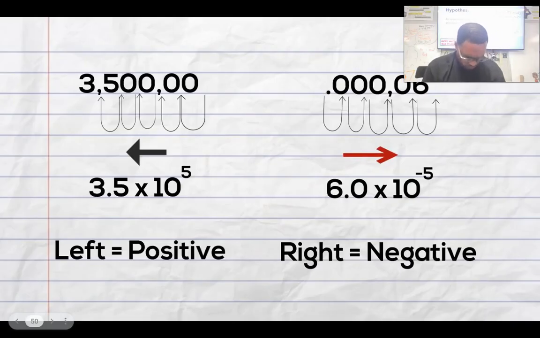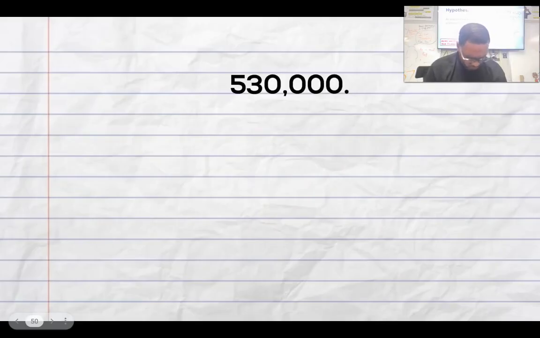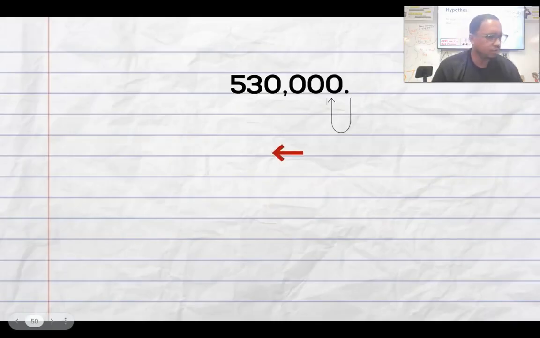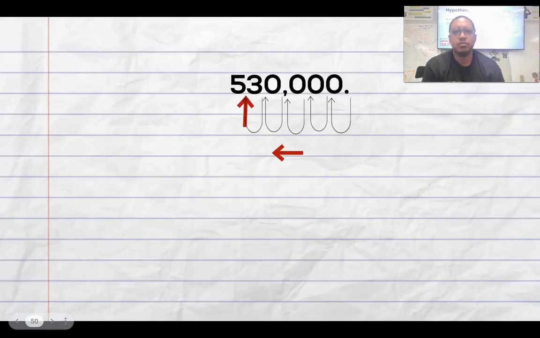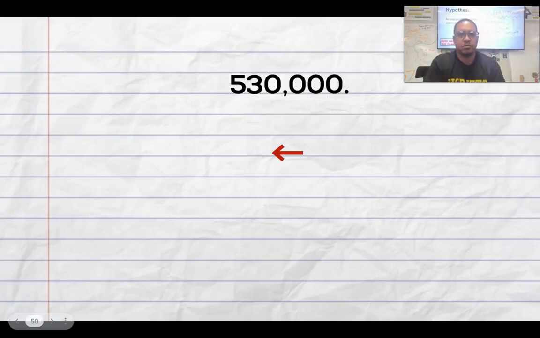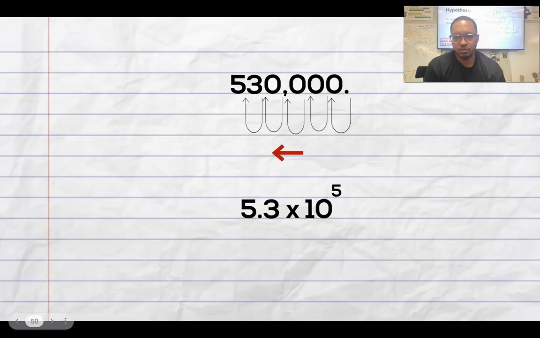So let's look at 530,000. In this example, we do not have a decimal, so we can assume it's after the last zero. The coefficient must be between 1 and 10, so we need to move the decimal 5 places to the left, because 5.3 is between 1 and 10. The exponent will be positive because we moved the decimal to the left, and it can be rewritten as 5.3 times 10 to the 5th.